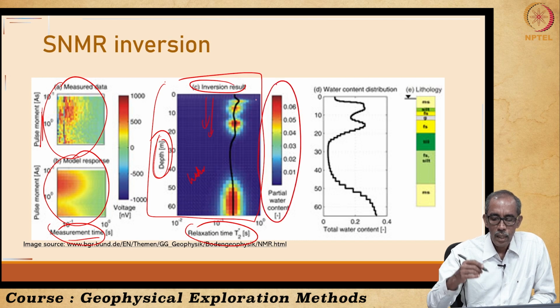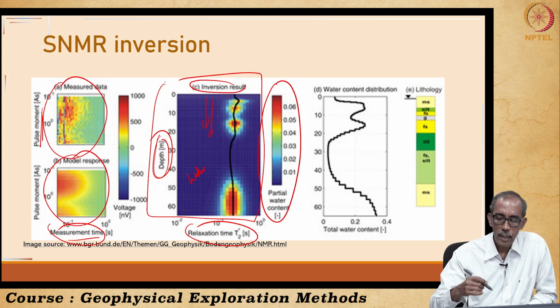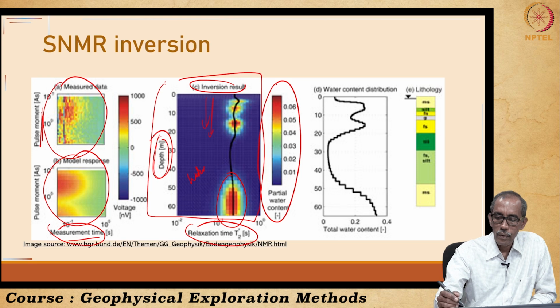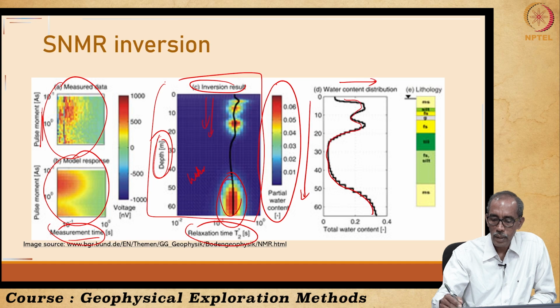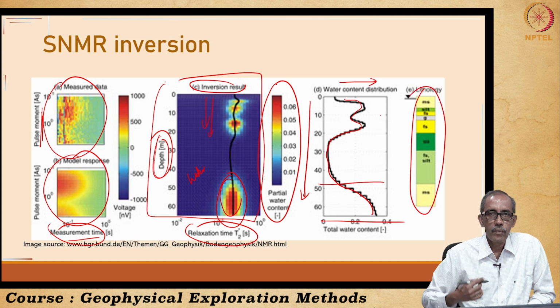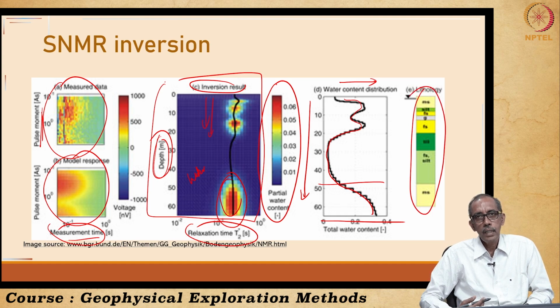So, here is the legend. How much water is present below the surface, right. These are the zones where there is more presence of water content, right. Here this has been transferred in terms of water distribution. This is the depth and how the water was distributed below the surface. Maximum water was present in this zone, and this is also compared with the lithology, right. So, these are some of the potential advantages of surface nuclear magnetic resonance imaging.